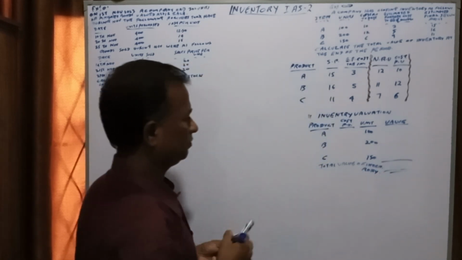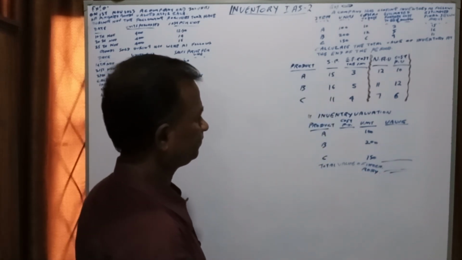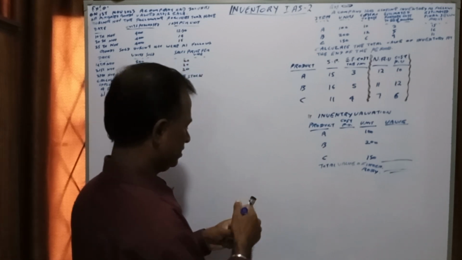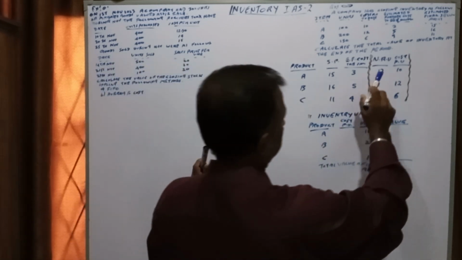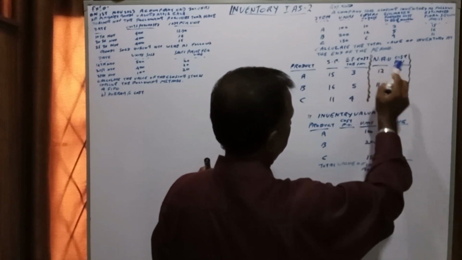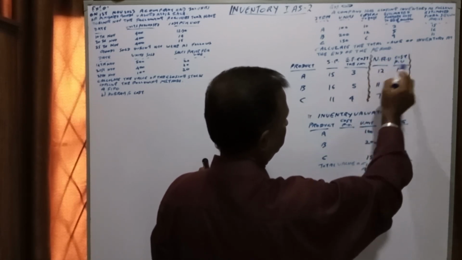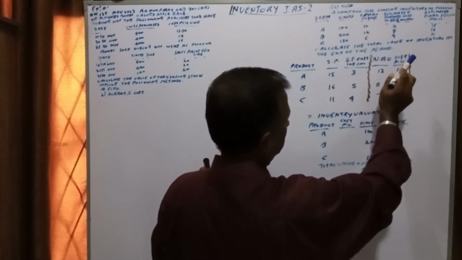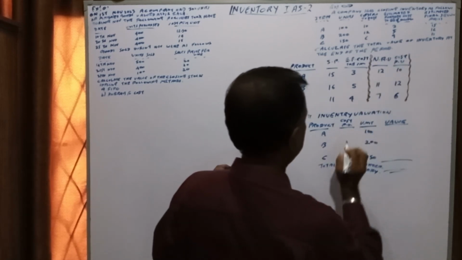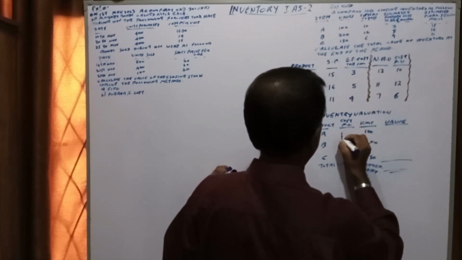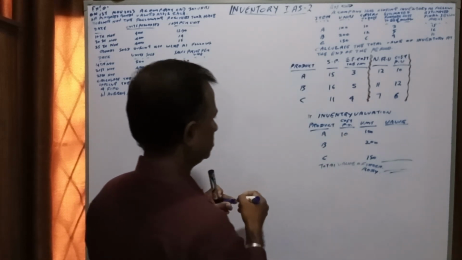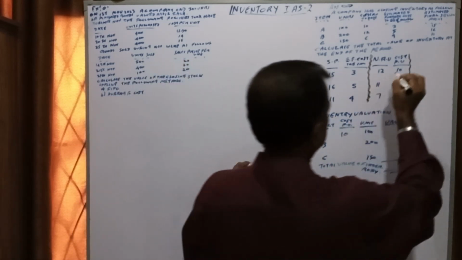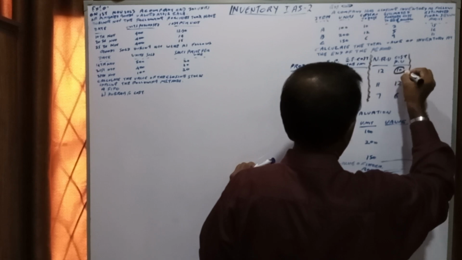Right? Total value of the inventory. How do you arrive at it? From this, the lower of net realizable value and cost per unit, which is the lower one? Cost per unit is the lower one. So we are taking the 10 rupees as the cost here. This is the one we are taking, right?